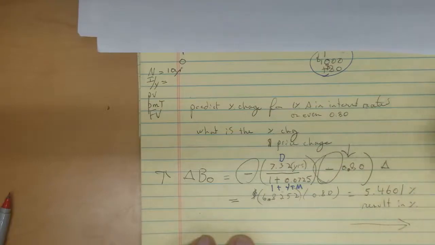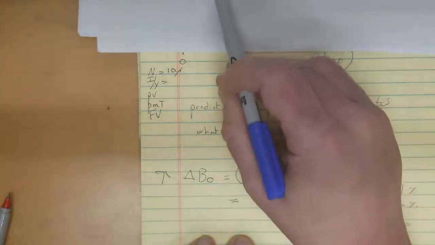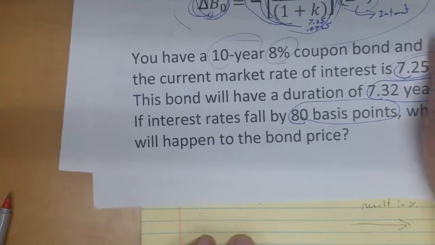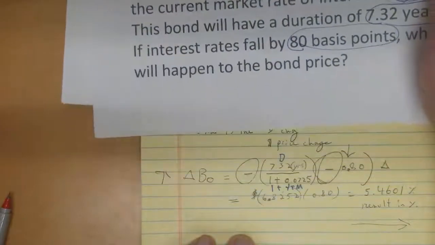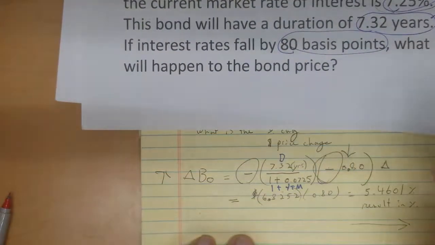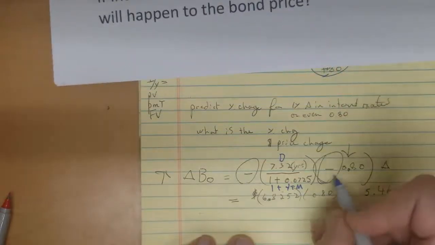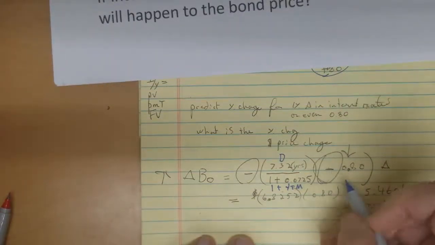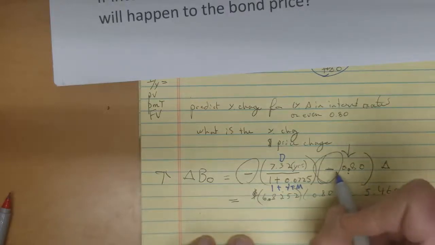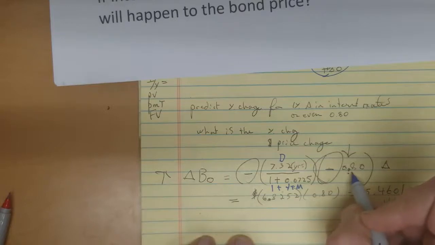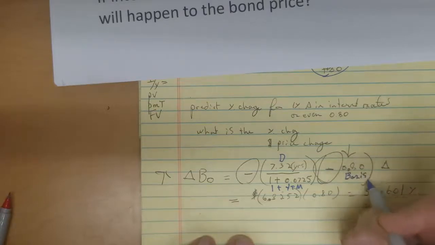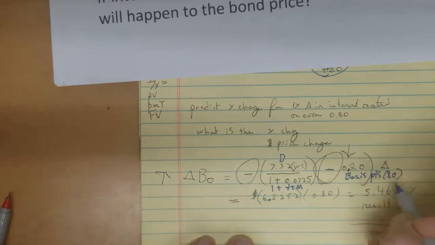Now, it says here that interest rates fall by 0.80%, so I would expect the bond price to go up. In this case, I've got a negative fall of interest rates. Did I just say that? A fall in interest rates of 0.80, or 80 basis points. Okay, that's the change.